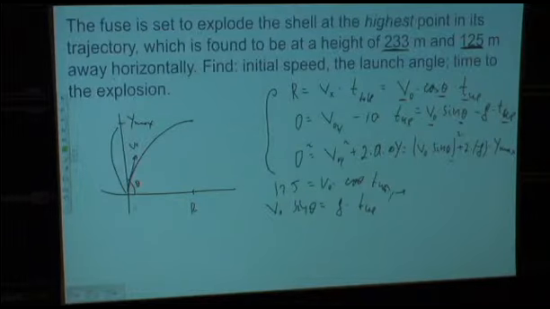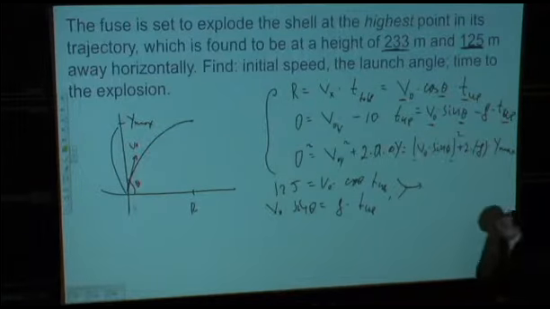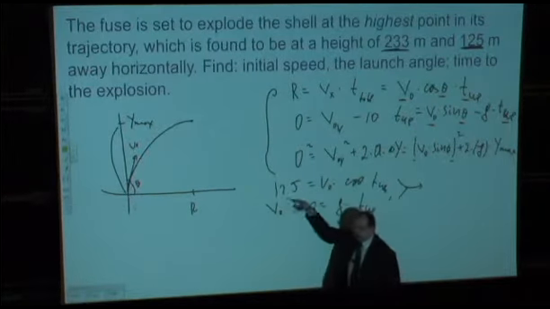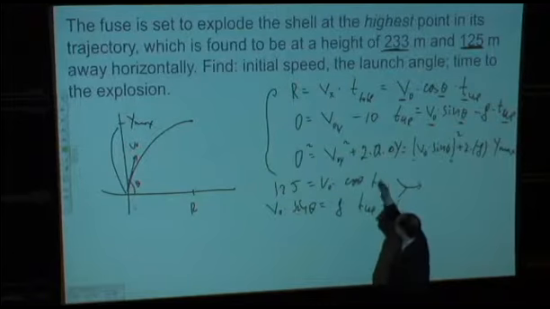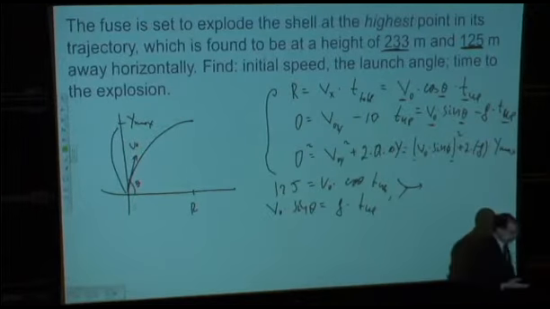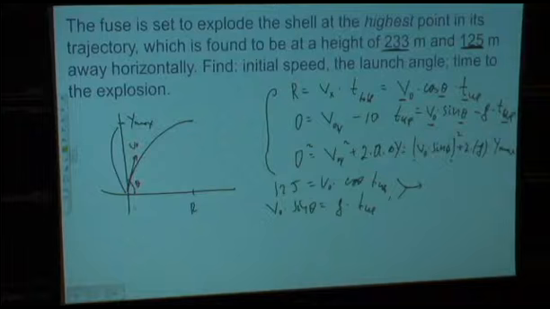Why do I want to write these equations in this way? Because I want to get rid of time as a variable. And the easiest way is just to divide the two equations. This divided by that should be equal to this divided by that, and time cancels. So 125 over this will be equal to this times cosine of theta over g.